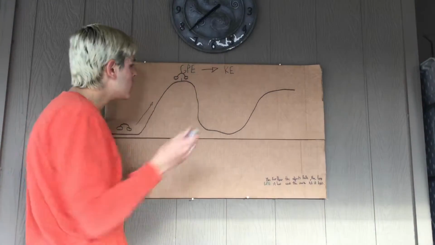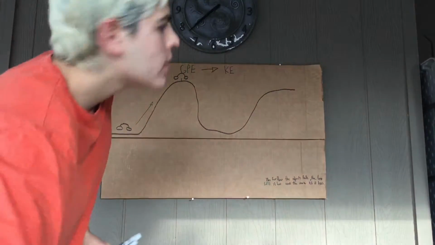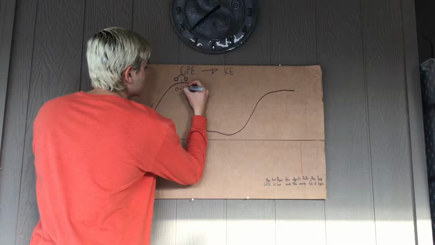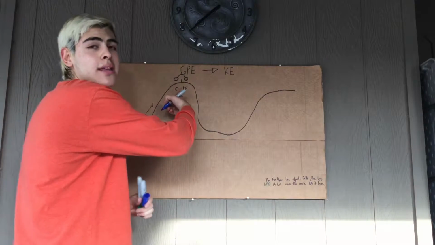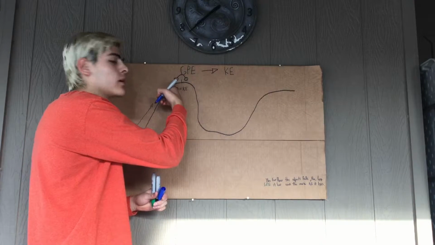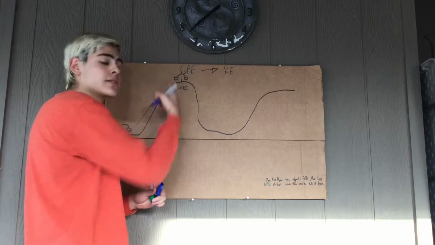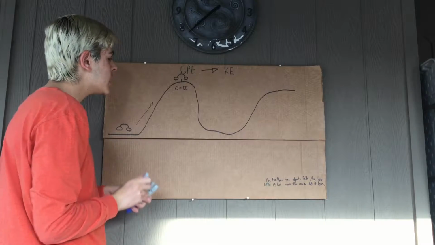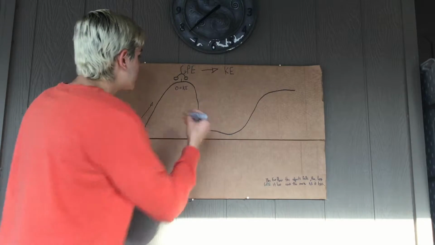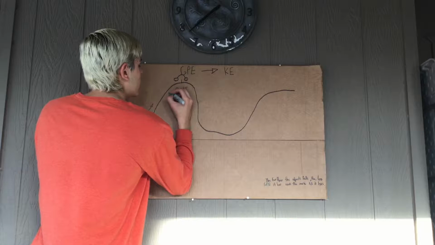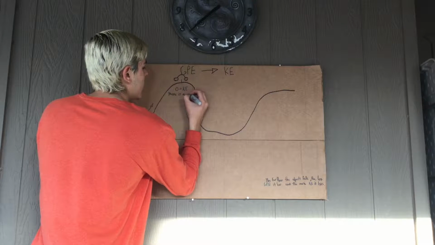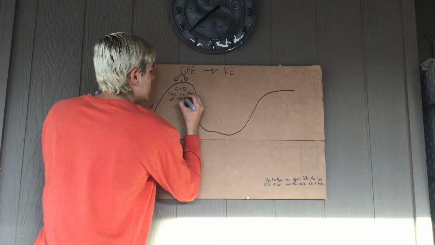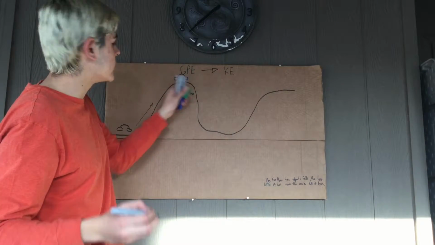there is zero kinetic energy. There's zero kinetic energy because that's where the max of gravitational potential energy is. So there's zero kinetic energy because there is a max of GP, gravitational potential energy, at this point.